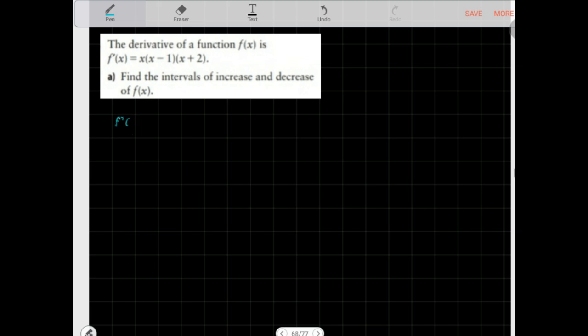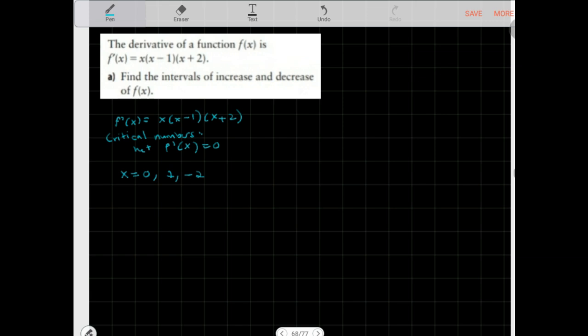Now the derivative function f prime of x here is equal to x times x minus 1 times x plus 2. And to find the critical numbers or the critical points, I'm going to let f prime of x equal 0. Once I let that equal 0, then we can see that x is equal to 0, 1, and negative 2. So those are our critical numbers.